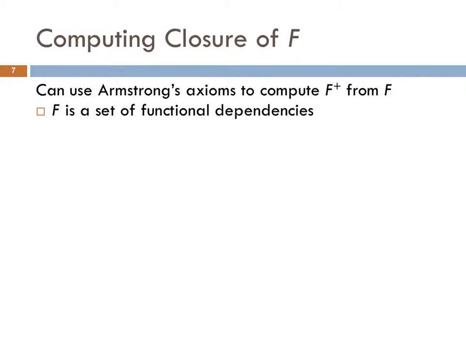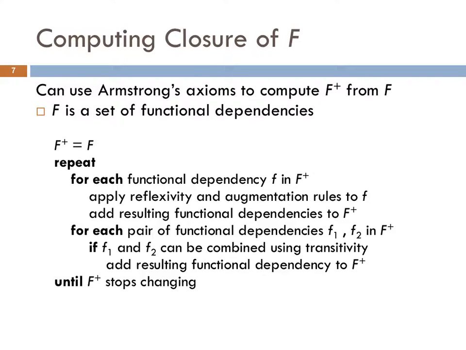Okay, Armstrong's axioms. So we have the closure of F that we'd like, and we have F, the functional dependencies that we know. We can actually compute the closure of F by repeatedly applying Armstrong's axioms. Now you'll notice that this is an iterative algorithm that will eventually reach a fixed point, because we'll eventually reach a set of functional dependencies from which we can't infer any new ones. That's really the point that is the fixed point.